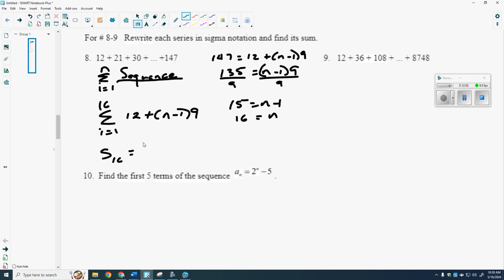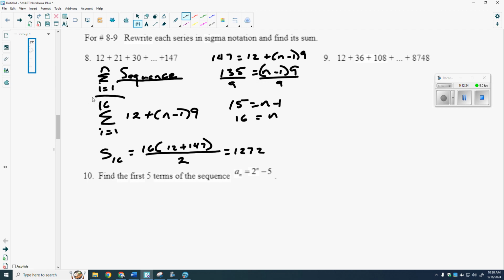Let's start from the beginning. How about n times the first term, which was 12, plus the last term, which is 147, divided by 2. And this 16 can go on front, this 16 can go on top. Either one is fine. Final answer, 1,272.